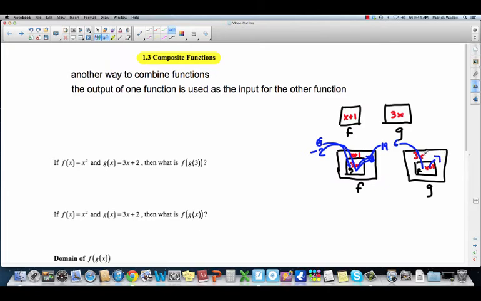It gets spat out to the next function. This output is now used as the input of the next function. 3 times 7 is 21. So in the first composite function, 6 is thrown in, 19 comes out. In this composite function, 6 thrown in, 21 comes out. Okay, that's the basic idea here.